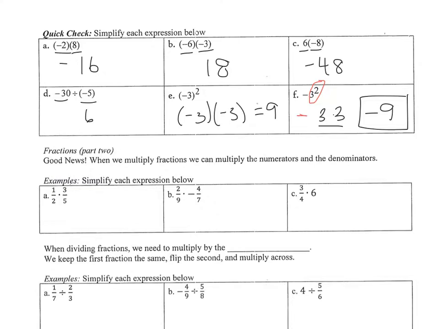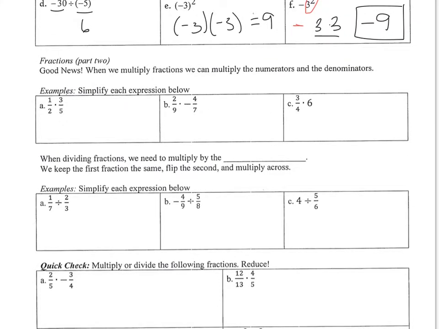Okay, now I'm just going to review some fractions. So when you're multiplying fractions, it's easier than adding and subtracting because you just have to multiply the denominators and the numerators. So you multiply straight across, and don't forget to reduce. So 1 times 3 is 3. This is 3/10. It does not reduce.